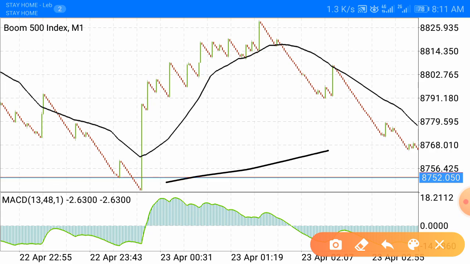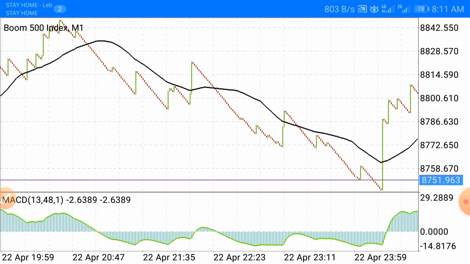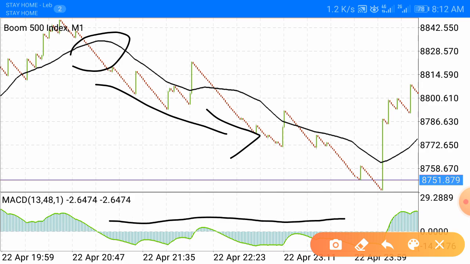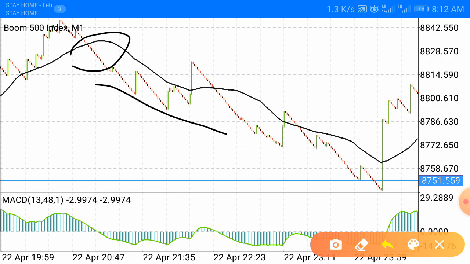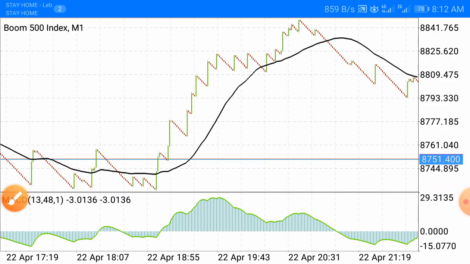This setting will give you true signals. Look here, from this point the market started going down, and MACD gives you a clear view and also gives you the ability to control your emotions, because the market is in a downtrend. So MACD gives you a clear picture: hold your emotions, control your emotions, and hold your trade.